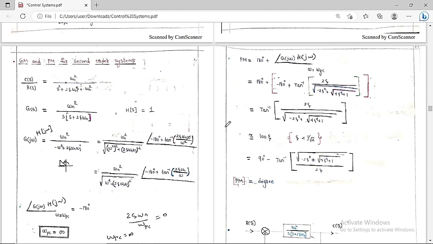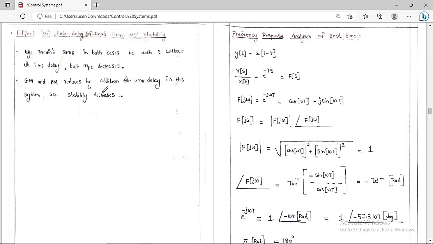So these are some of the facts regarding the second order system for the gain margin and the phase margin. Now we are going to discuss another concept, which is the effect of the time delay or the dead time on stability. So what is the effect of the time delay or the dead time on the stability? What is the basic time delay or dead time?